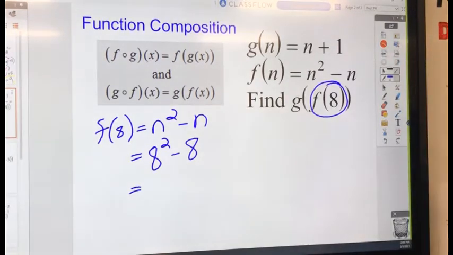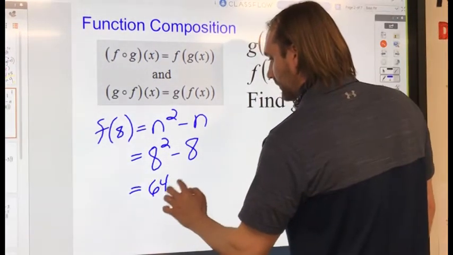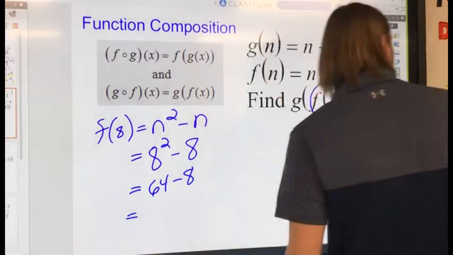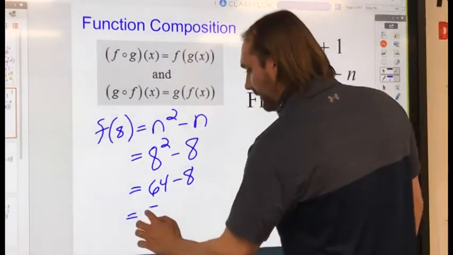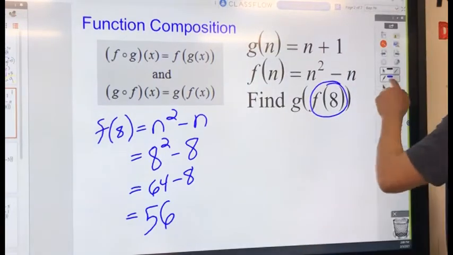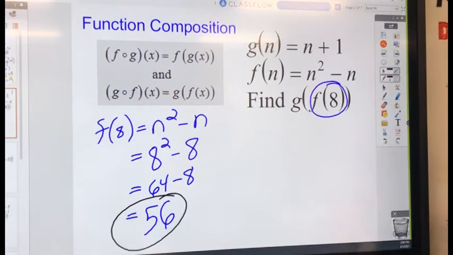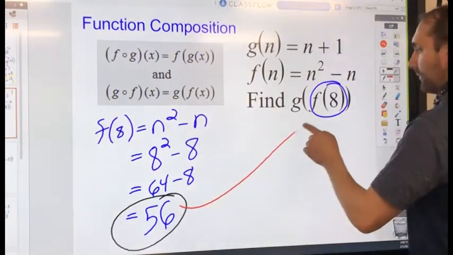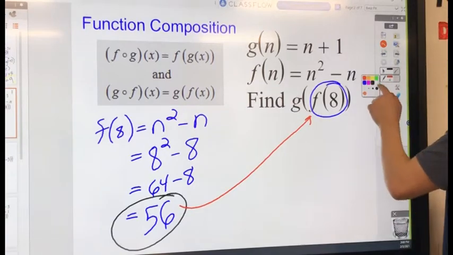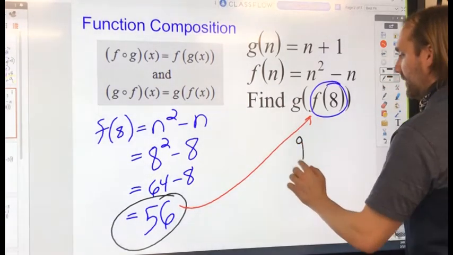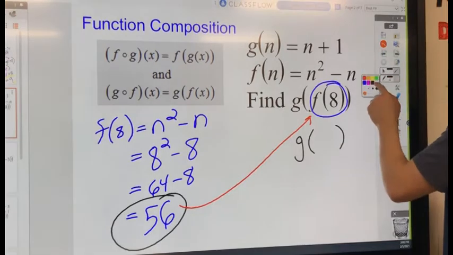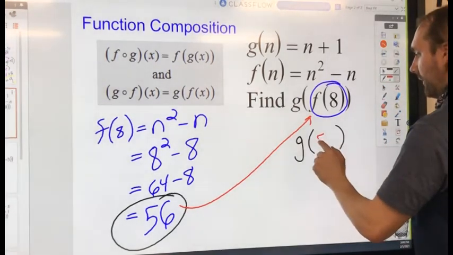8 squared is 64, minus 8. 64 minus 8 is 56. So what is f of 8? It is 56. What should I do with that value 56? Plug it in where? Yeah, plug it in place of f of 8. So that gives me g of 56. Very good, 56.